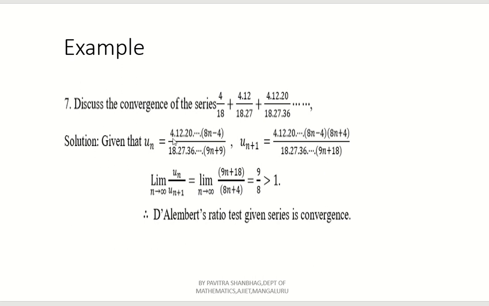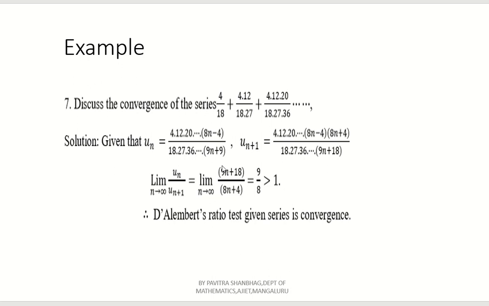After simplifying here, this term and this term vanish with this, right? Up to 8n minus 4, here up to 9n plus 9 cancels. What remains? 9n plus 18 divided by 8n plus 4. Now again, if you take n outside here and n outside from here, what happens? n gets cancelled. Here 9 plus 18 by n and here 8 plus 4 by n.